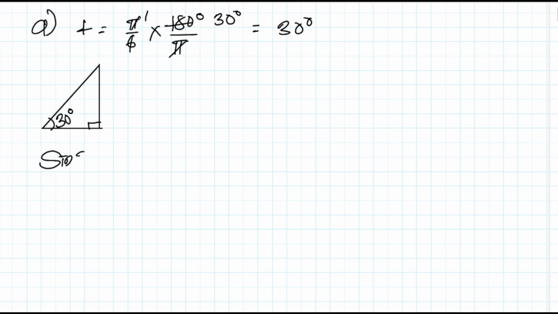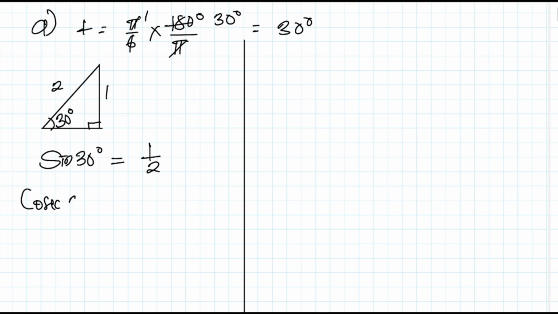So sine 30 degrees. Using the calculator, what's sine 30? Sine 30 degrees is 1 over 2. So that means this place is 2. Okay, 1 over 2. So this is 2, this is 1. So if we use Pythagoras theorem now, we can derive the other one, right? So cosec 30 will be equal to 2 over 1, which is 2, okay?